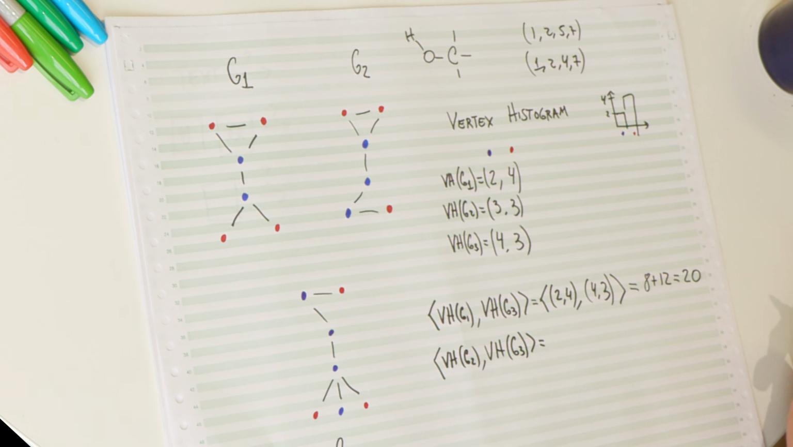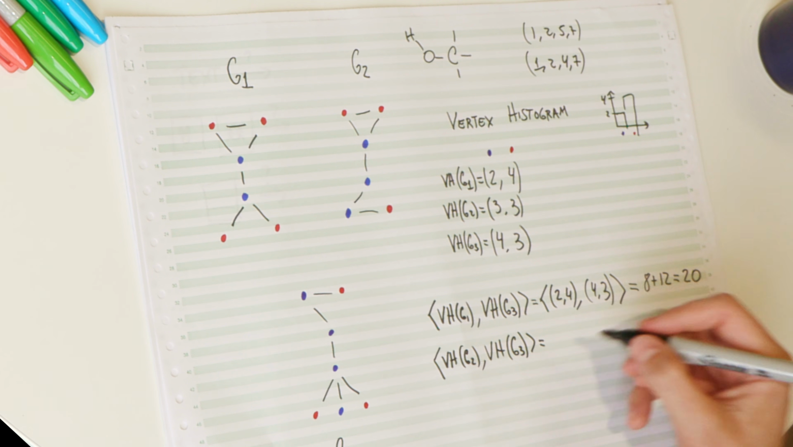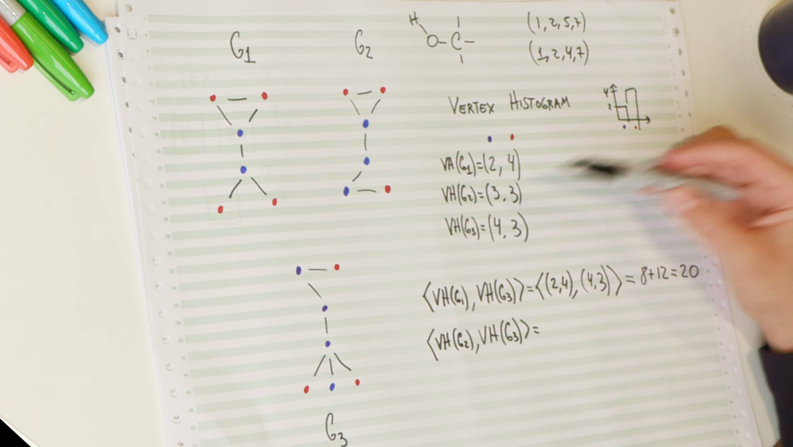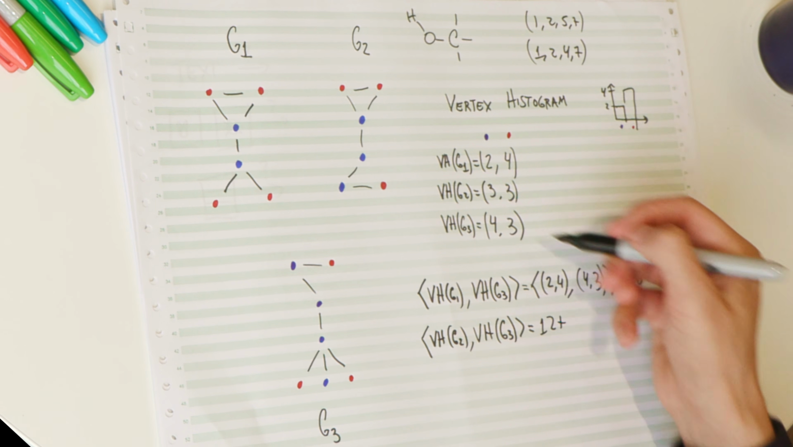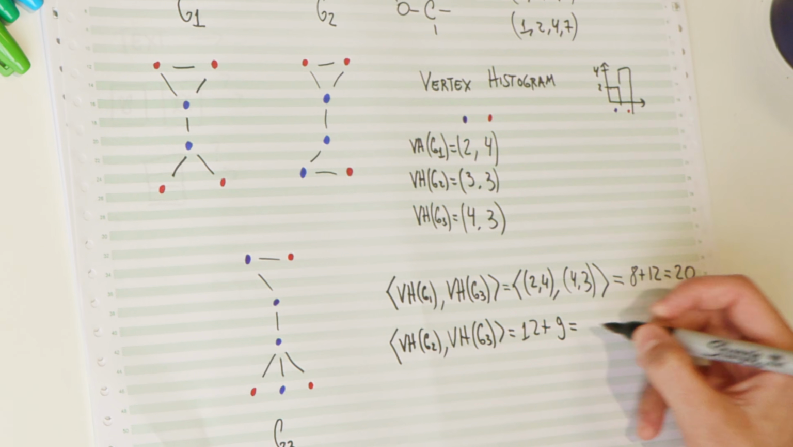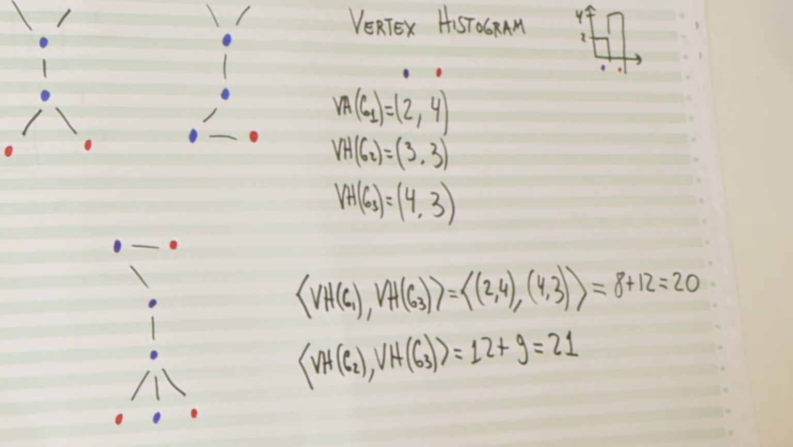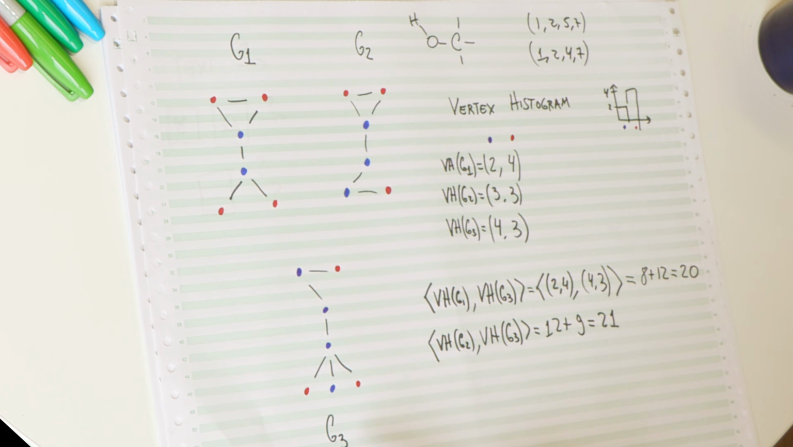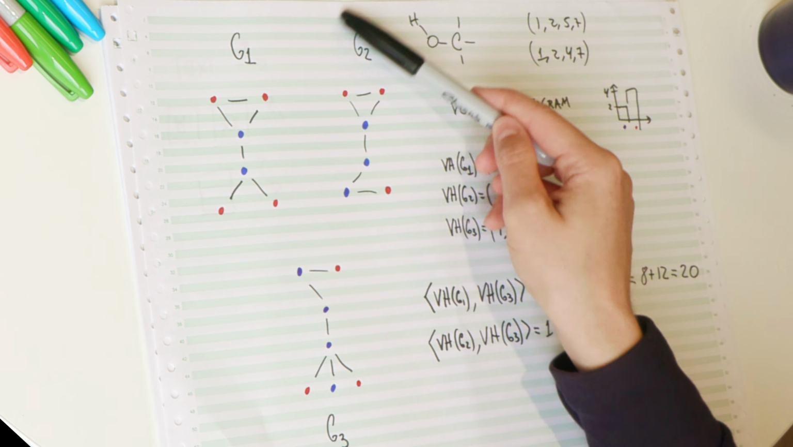If I do the same thing with G2 now, and G3, we don't have to write it down, we can just look in here, it's going to be 4 times 3, 12, plus 3 times 3, that's 9, which gives us 21. Right, inner products are a good measure of similarity between two things, two vectors. For the purpose of this particular part of the algorithm, we can conclude that G3 is more similar to G2, because 21 is more than 20, than to G1.